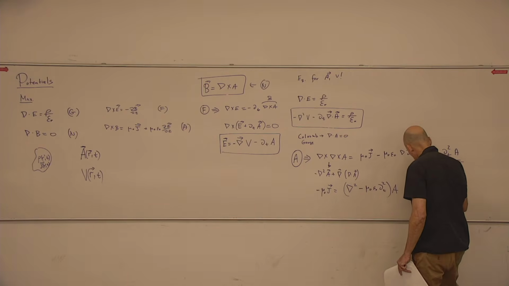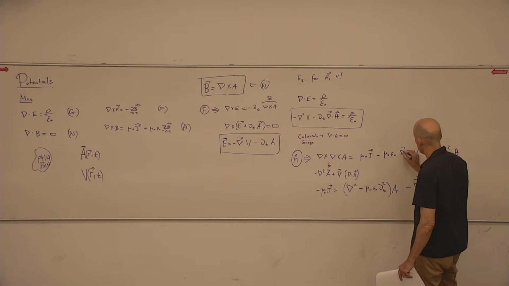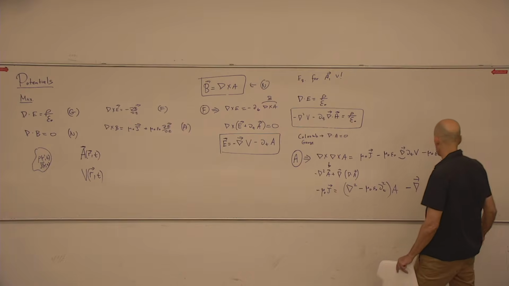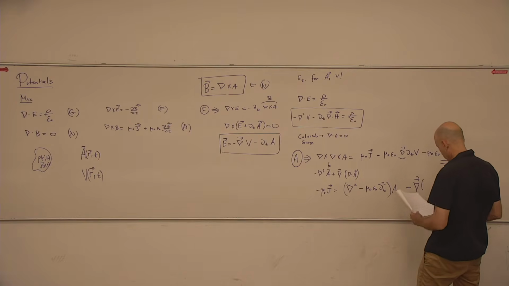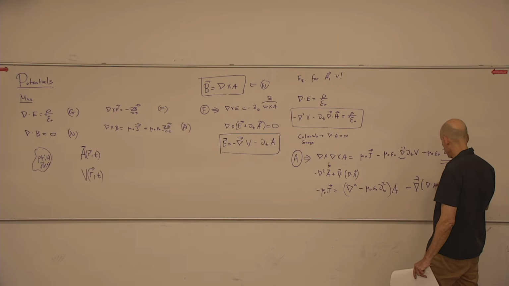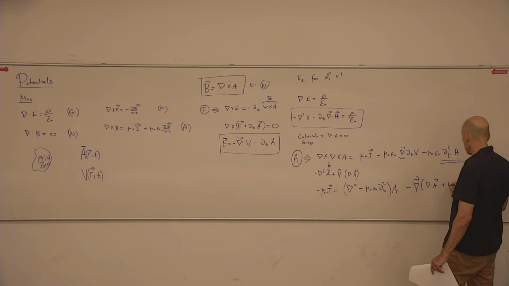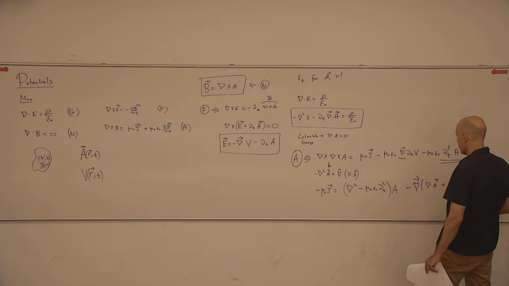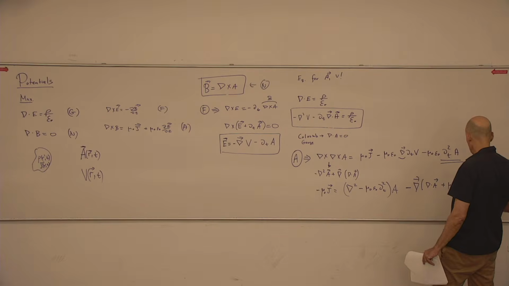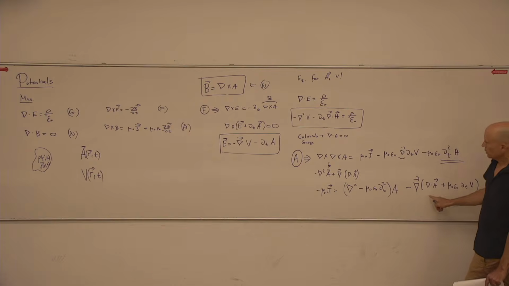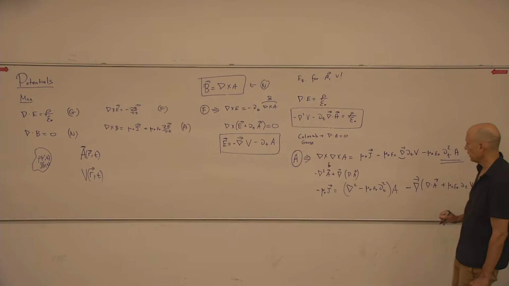Minus, I'll take out, you see here I have this del operator, and also here I have the del operator, so I'm going to write it as the following: div A, which is this one, plus μ0 ε0 d/dt V, which is this one. See the minus, and I think I didn't make a mistake.